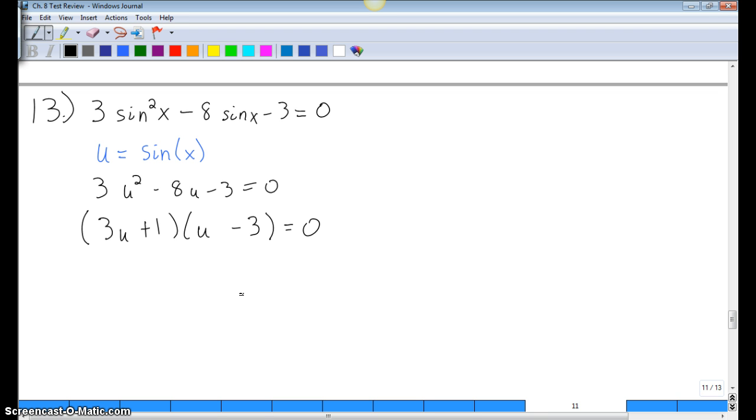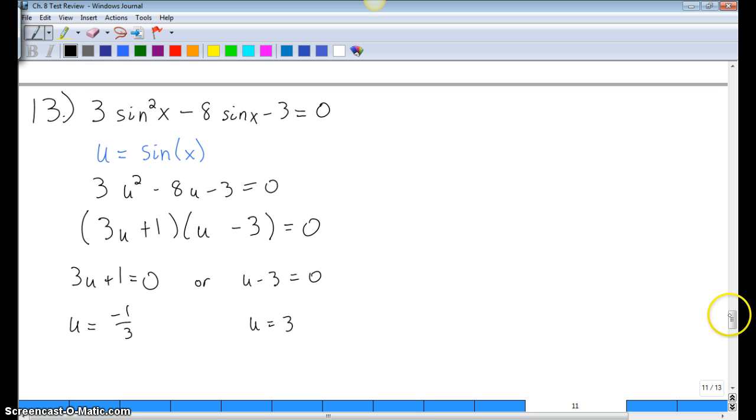Now once we get these, we set both factors equal to 0. What I mean is 3u plus 1 is 0, or u minus 3 is 0. Now from here you're going to solve each one independently. We're going to subtract 1 from both sides, divide by 3, and you get u equals negative 1/3. Okay? We'll work on this one, u equals 3.